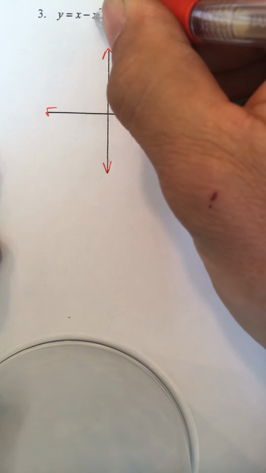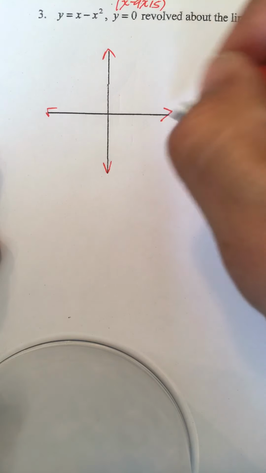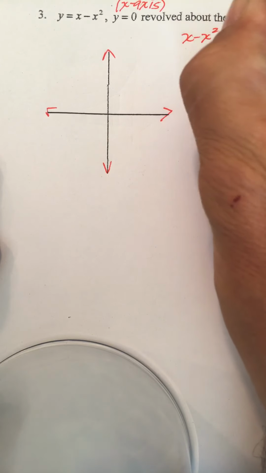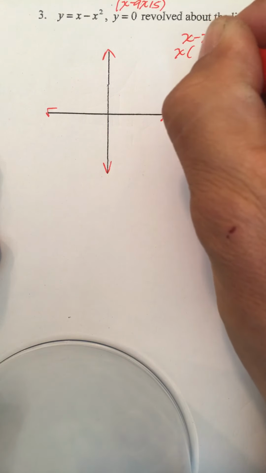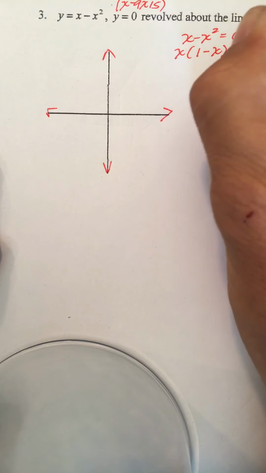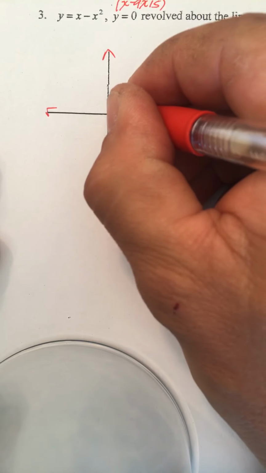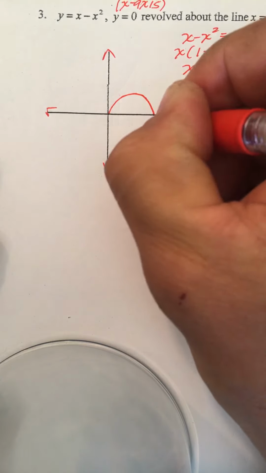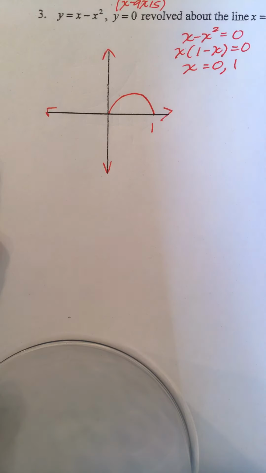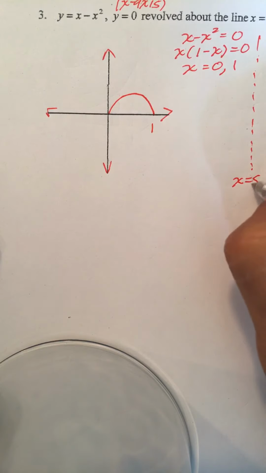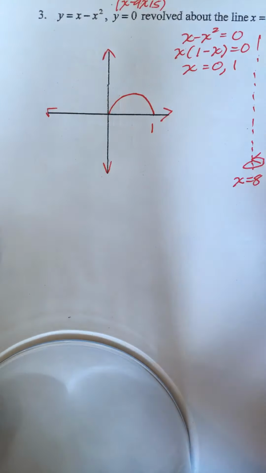So this is a quadratic. It's opening down. If we wanted to see where it's going to cross here, it might be a good idea to just take this guy, set it equal to 0. We can solve by factoring out an x, and I end up with x equals 0 and 1. So we're going to have a quadratic that's going to cross at 0. We'll call that 1. Okay, and here's our region that we're going to be rotating around the line all the way over here. We'll say x equals 8. That is our axis of revolution.